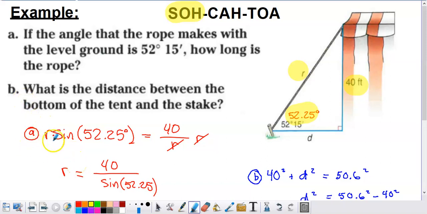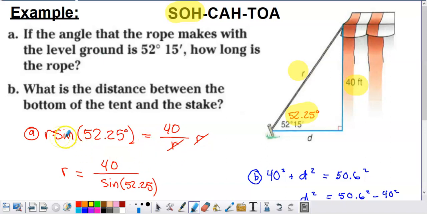So what I did is I did the sine ratio of the angle that we were dealing with. The input to these trig ratios is always going to be an angle measure. So sine of the angle that we were just working with equals the opposite leg, which measured 40 feet, divided by the hypotenuse of the triangle, which was R units. That's what we're looking for within part A here. I need to solve for R.